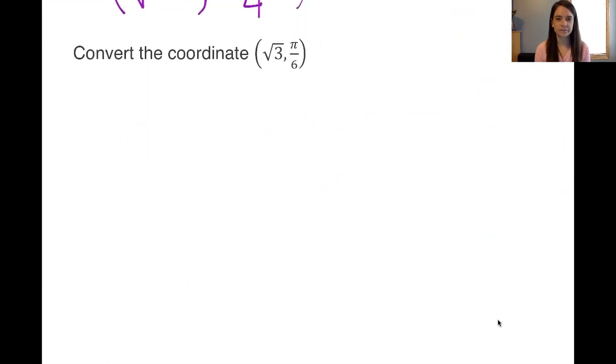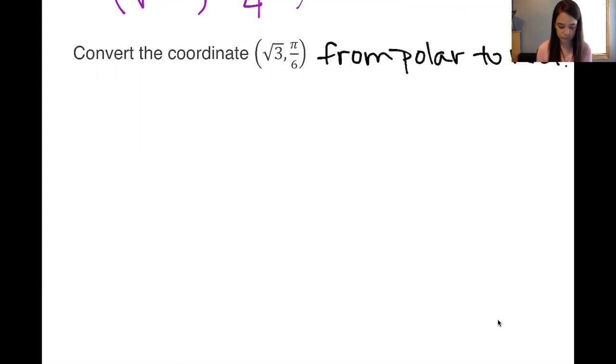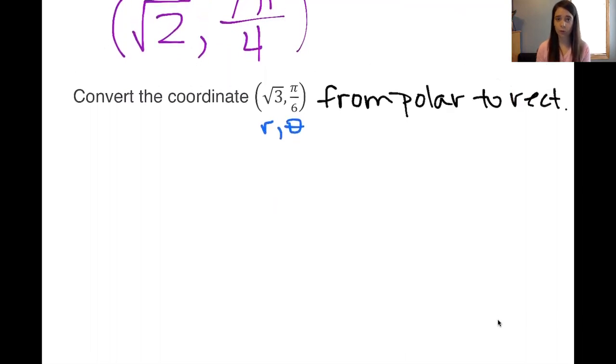Our last example, I guess I should say, we are going to convert the coordinate radical 3, pi over 6, and I guess I didn't finish typing this out for you, and I'm sorry. This is a polar coordinate, and we're going to go to rectangular. So I gave you a polar coordinate that we are going to convert into rectangular.